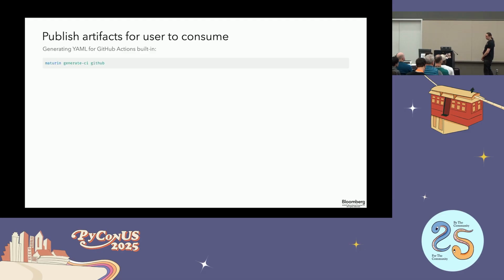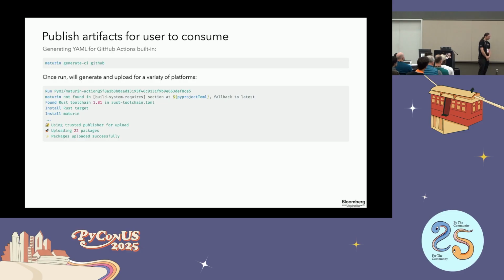Luckily, if you're using GitHub, Maturin has this built-in generate-ci subcommand, which allows you to generate a GitHub workflow that takes care of all of this. Then you can use the GitHub infrastructure to generate and publish all of these wheels. For example, as of today, it's going to generate 22 packages for every version. So whenever you publish, you're not going to end up with one package, but rather 22 packages to publish.